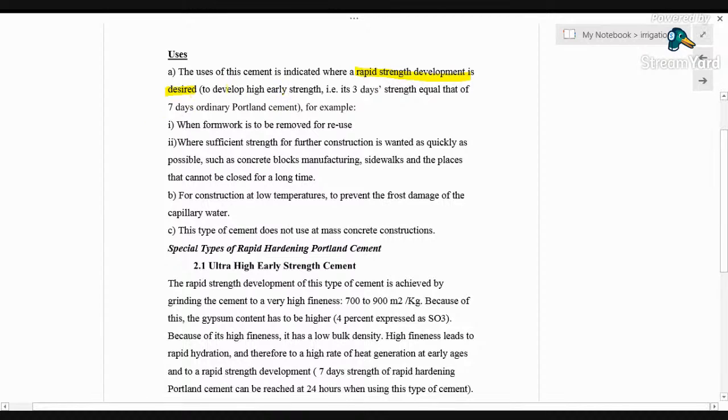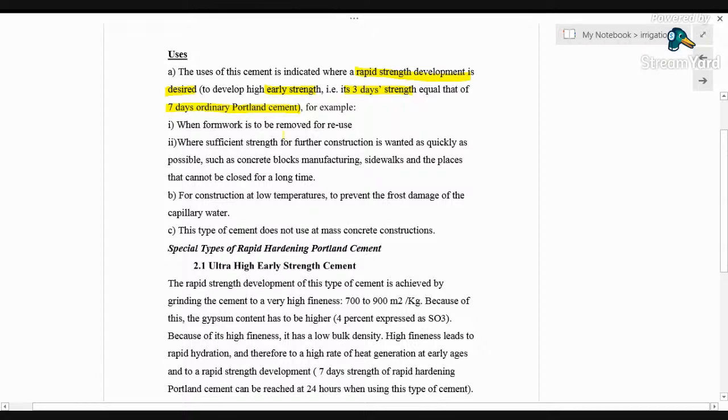Its early strength, that means 3 days strength, is equal to 7 days strength of ordinary Portland cement. I mean, how much strength the ordinary Portland cement gains at the age of 7 days, the same strength will be gained by rapid hardening cement at the age of 3 days.